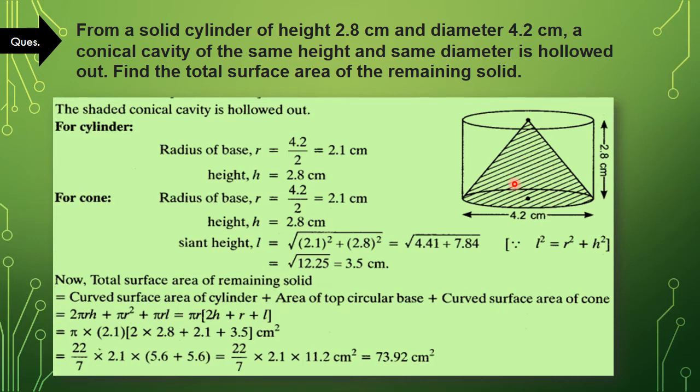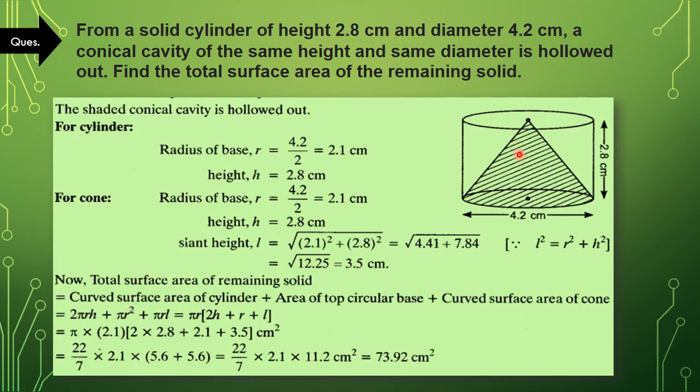cavity is hollowed out. So here again we have to see the visible portion first of all to calculate the total surface area of the remaining solid. So you can see this shaded portion is considered as conical cavity which is hollowed out. For cylinder, radius is 2.1, height is 2.8, and for cone, radius is again the same 2.1 and height is also the same, that is 2.8 centimeter. So here we have to calculate the slant height also, because we require curved surface area of cone. So after calculation we will get it as 3.5 centimeter.